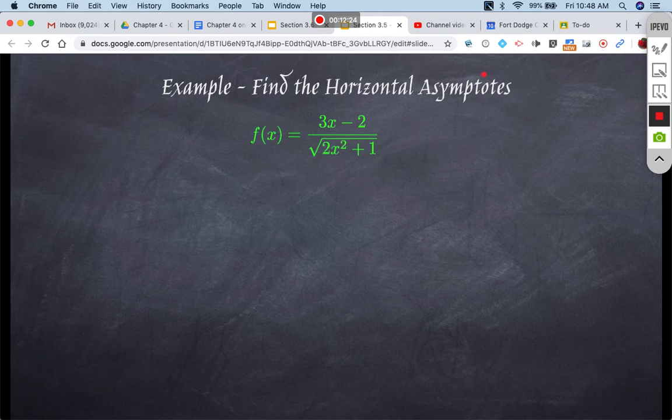So, what happens when we get a square root? What do you think is going to happen here? Give this a try. See if you can work this out. Pause the video. I will be right back with you, and we'll work this together.